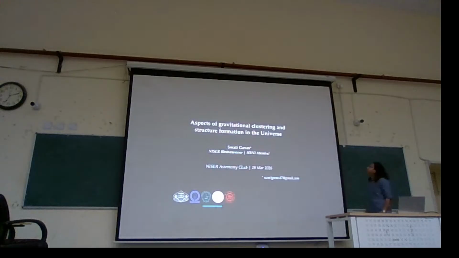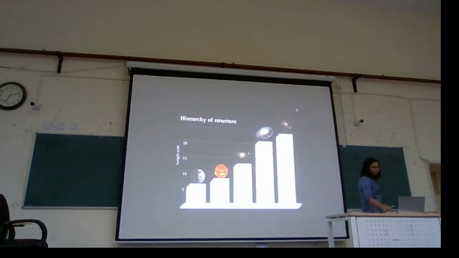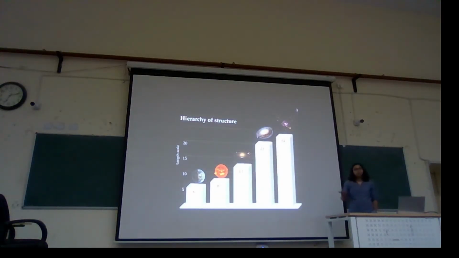Today's topic is aspects of gravitation, clustering, and structure formation in the universe. There are four fundamental forces in the universe, and gravity is the weakest among them, and I mostly work with gravity. Just to give you an idea, the order of magnitude difference between the strong nuclear force and the gravitational force is 10 to the minus 38. That weak is the gravitational force.